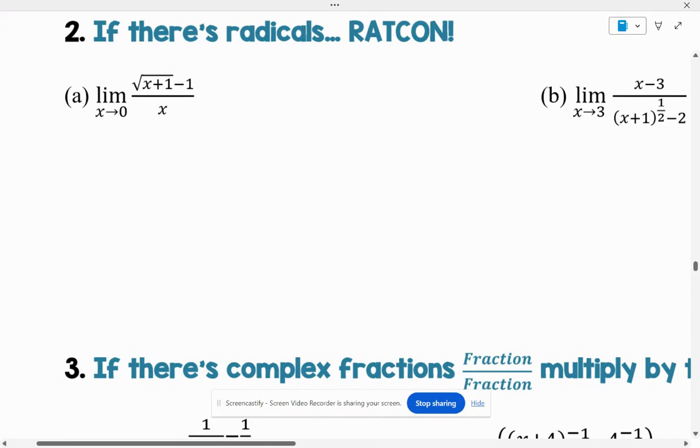Let's look at the first one. Since there's radicals, we're going to rationalize by multiplying by the conjugate. So what would the conjugate of the first guy be? Well, first you would do your direct substitution. Let's do our direct substitution together.